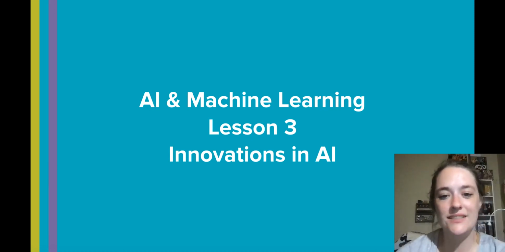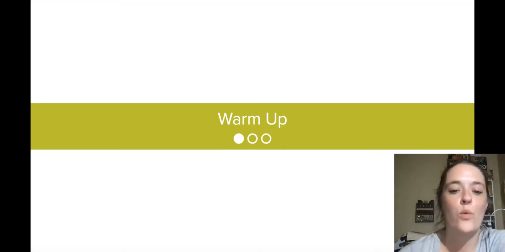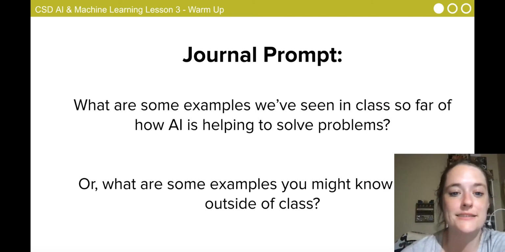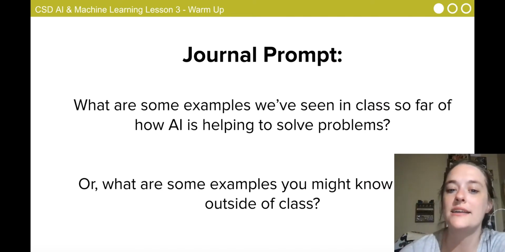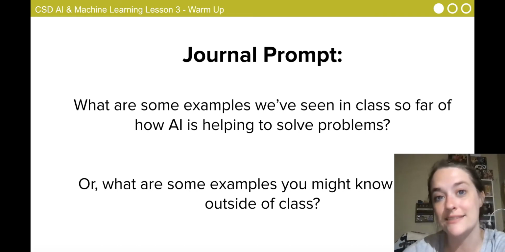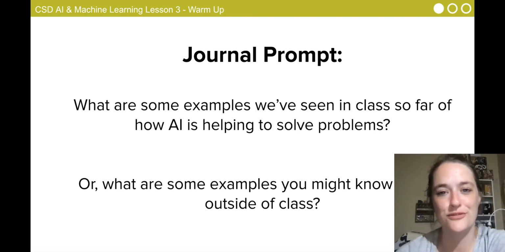This is Lesson 3 of the Unit 6 AI and Machine Learning Unit, and our topic today is Innovations in AI. Your warm-up journal prompt is, what are some examples we've seen in class so far of how AI is helping to solve problems? Or, what are some examples you might know of from outside of class? Pause the video here so that you can answer this in your journal before we dig into it.